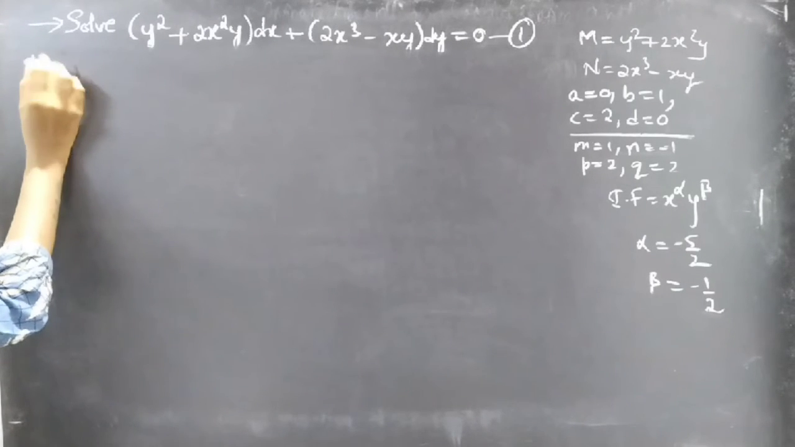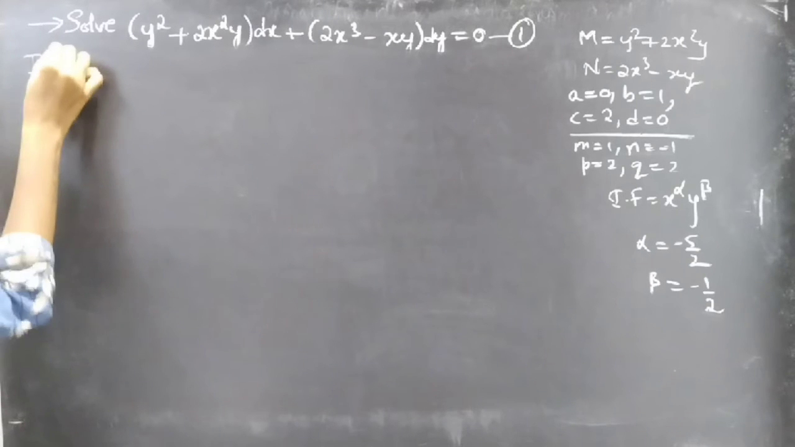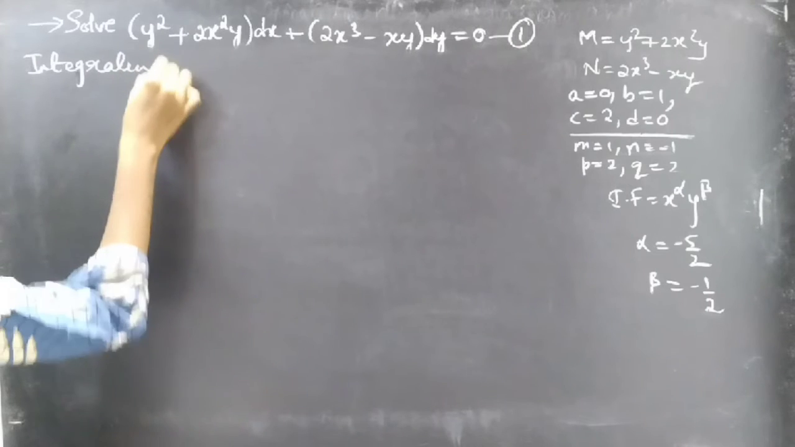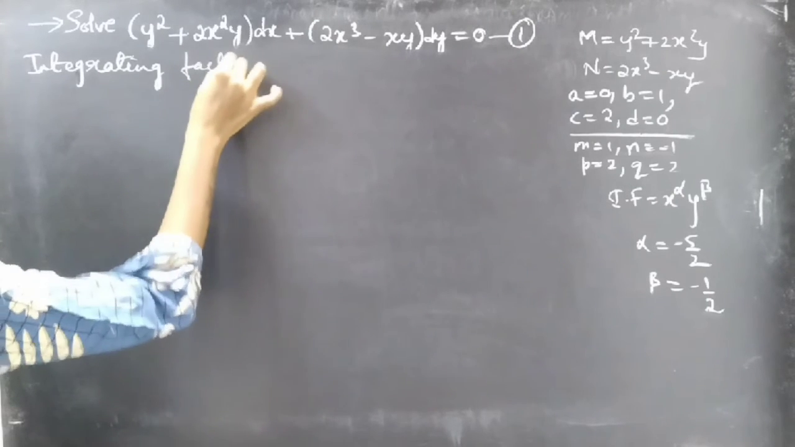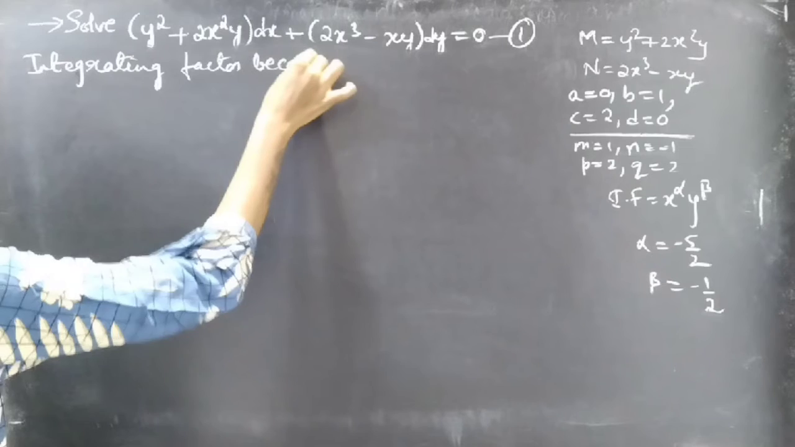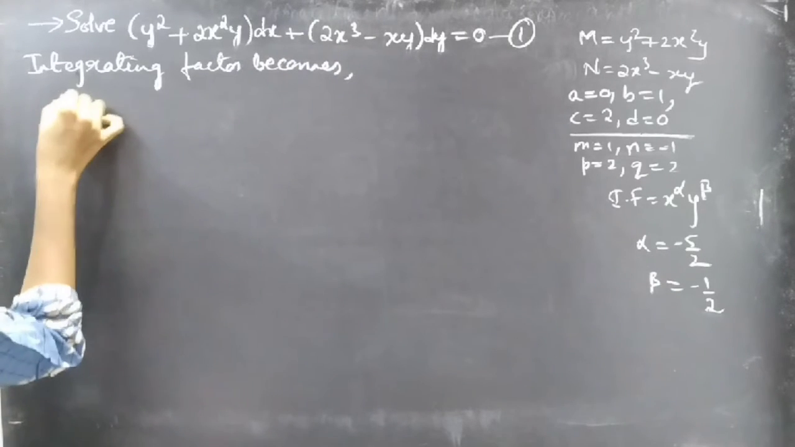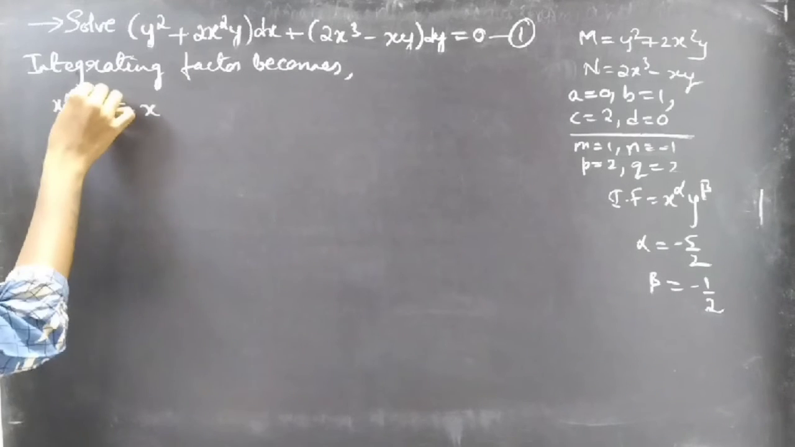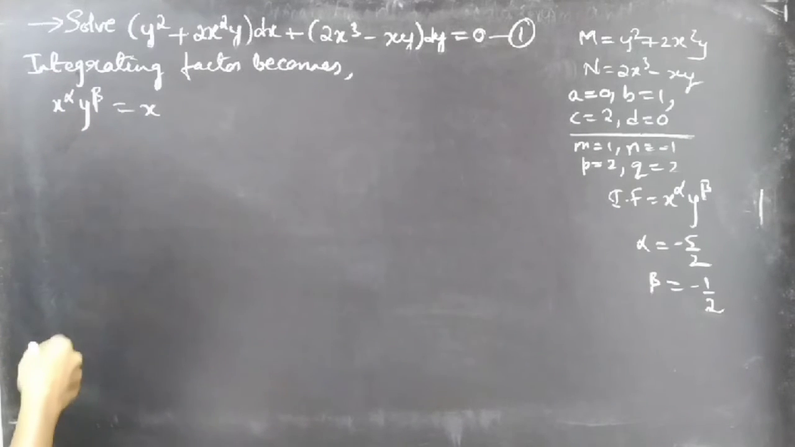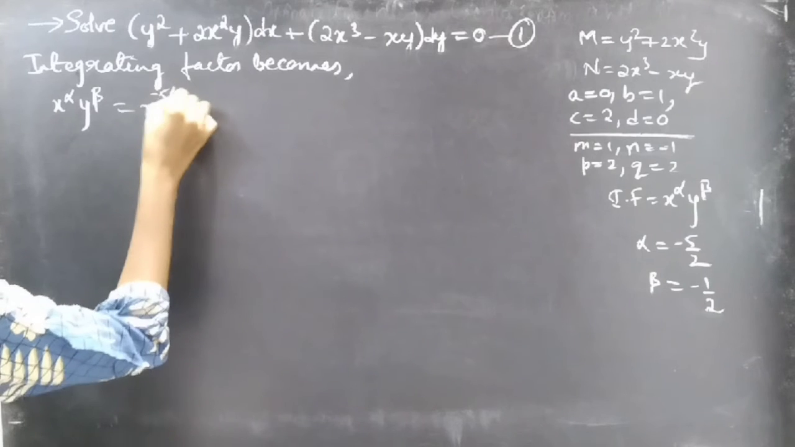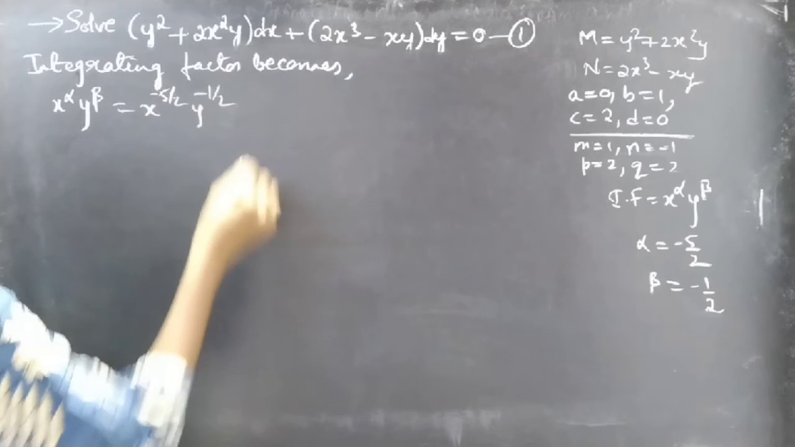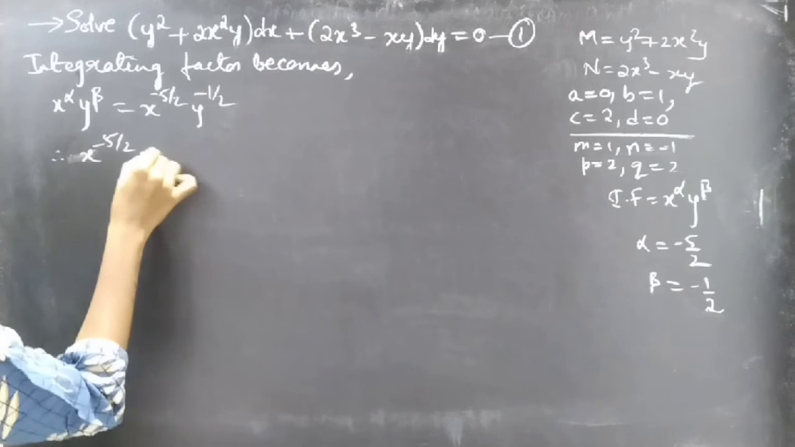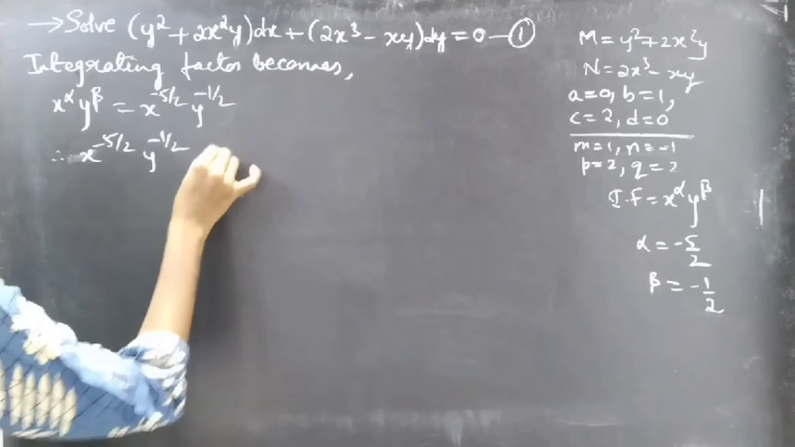Now the integrating factor becomes x^alpha times y^beta. We have the alpha and beta values, right? Just substitute them. We get x^(-5/2) y^(-1/2). Therefore x^(-5/2) into y^(-1/2) is the integrating factor.